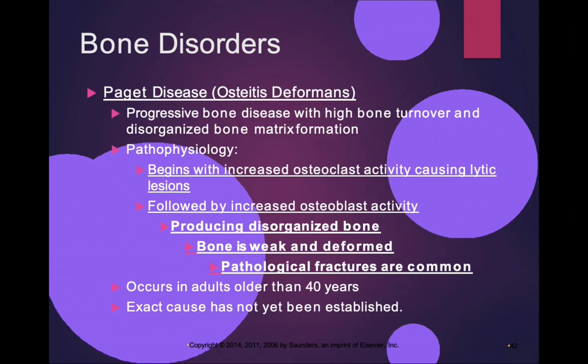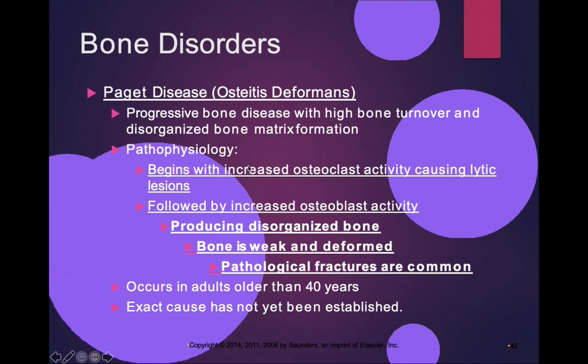Okay, Paget's disease is known as osteitis deformans. It is a progressive bone disease with high bone turnover, and when it builds up again, it's just disorganized. It's disorganized bone matrix formation. So when these osteoblasts lay down their extracellular matrix, it's not organized.